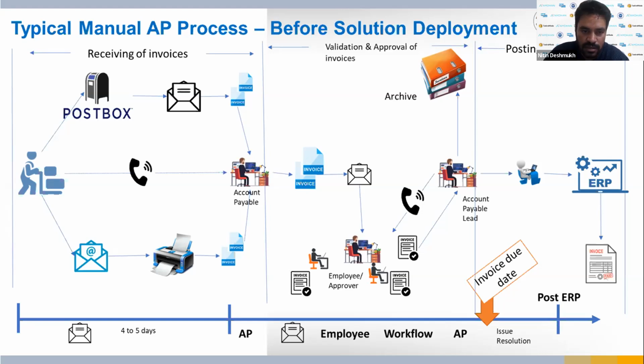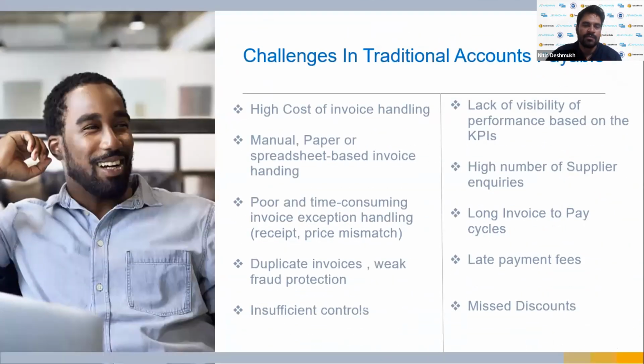Now coming to the next slide, please, Nishan. In this slide, you can see the high cost of invoice handling, manual paper or spreadsheet based invoice handling, because we are handling hard copies of the invoices. There is poor and time-consuming invoice exception handling if we get a mismatch in price and quantity. To overcome this exception manually will take time. Then there may be duplications, weak fraud protection, and insufficient control because we are doing all the activities manually. There is also lack of visibility, performance based on KPIs, and a high number of supplier inquiries because it takes a long time to process the invoices.